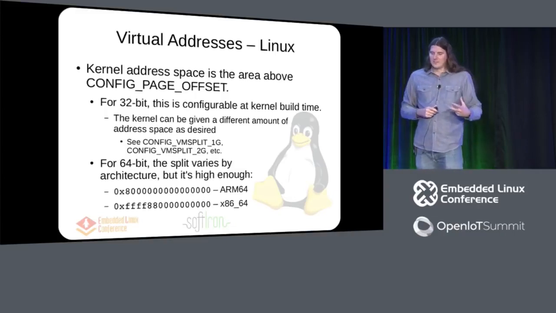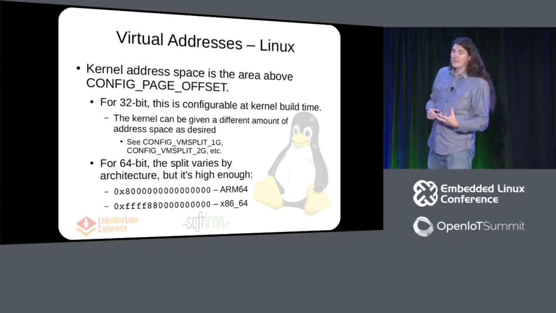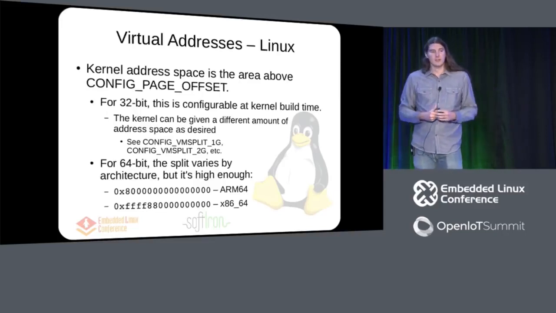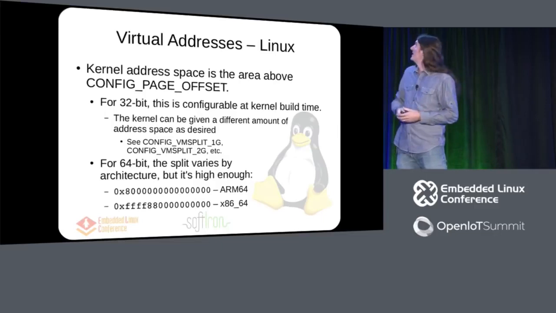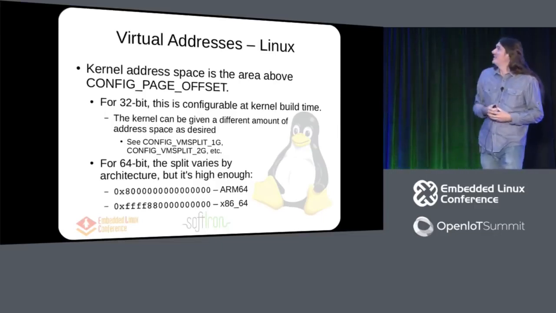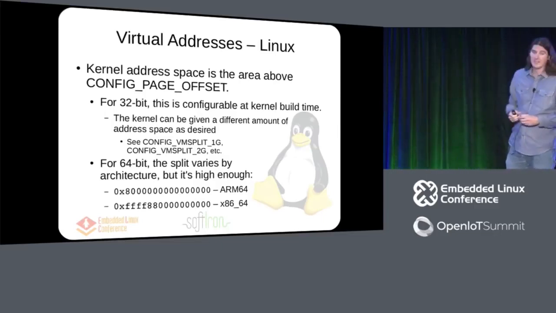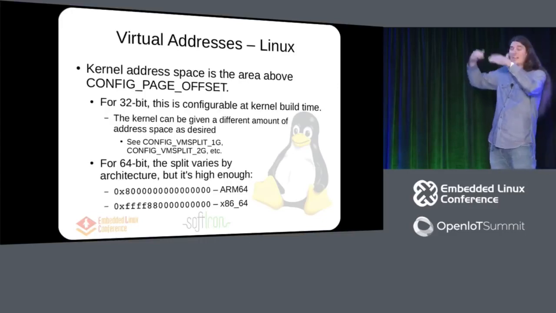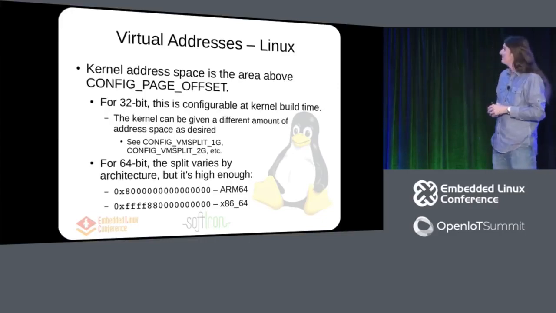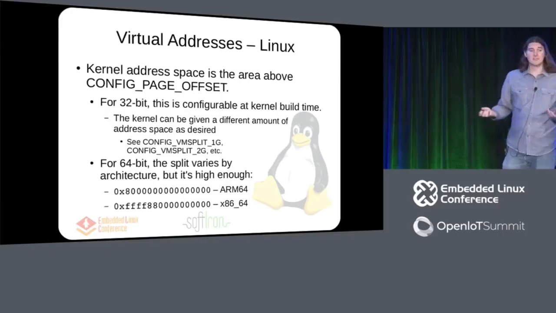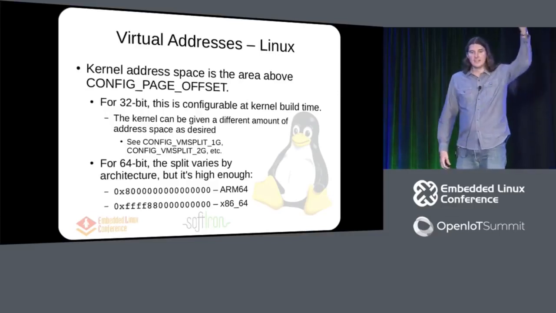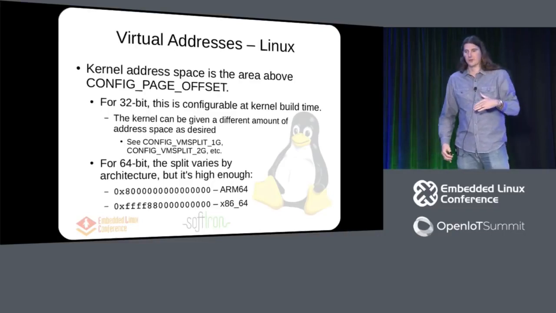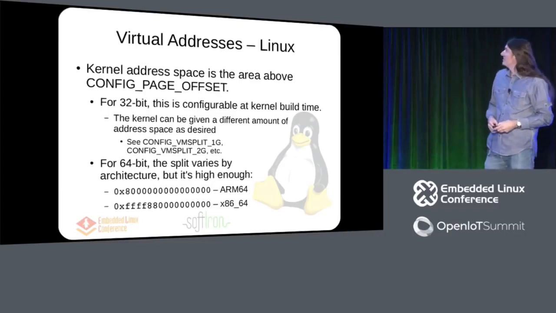On 32-bit systems, this limit, CONFIG_PAGE_OFFSET, is actually configurable at build time. When you're doing your make menuconfig, you can search for CONFIG_VMSPLIT_1G and CONFIG_VMSPLIT_2G, et cetera, and you can use these to change where that split is. For the rest of this presentation, I'm going to assume the default values: 1 gigabyte for kernel and 3 gigabytes for user virtual memory space.